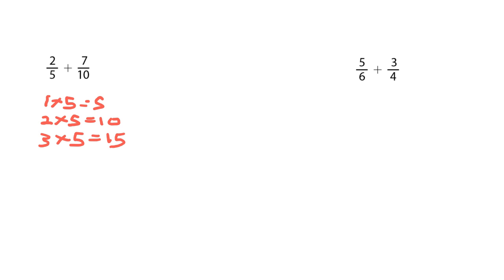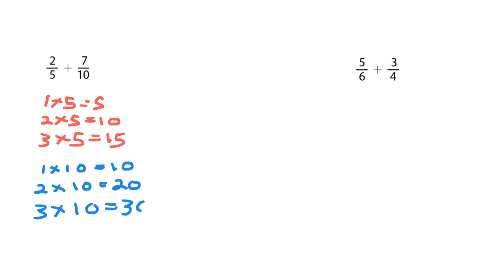Let's find some multiples of 10. We could say that 1 times 10 equals 10. We could say that 2 times 10 equals 20. And we could say that 3 times 10 equals 30. And again, we could keep going. 4 times 10, 5 times 10, and so on, but we don't need to, because you can see that we have a common multiple. The lowest common multiple here is 10. So we want our denominator to become 10.